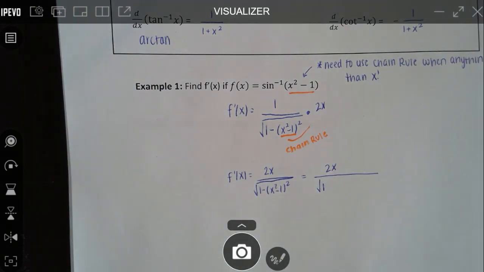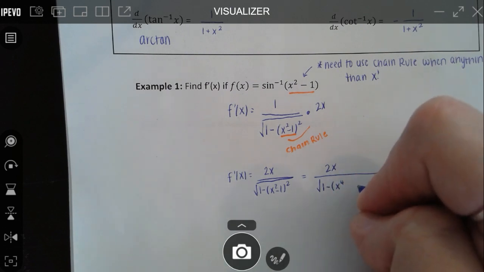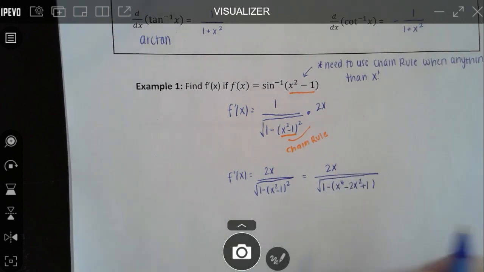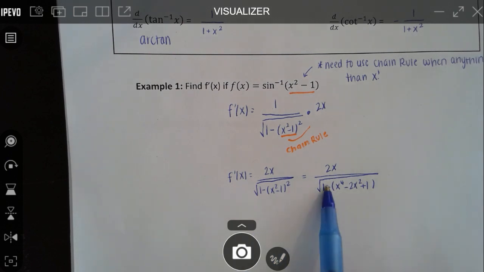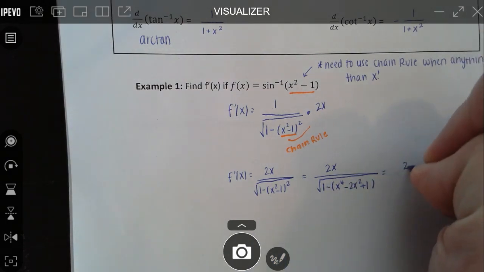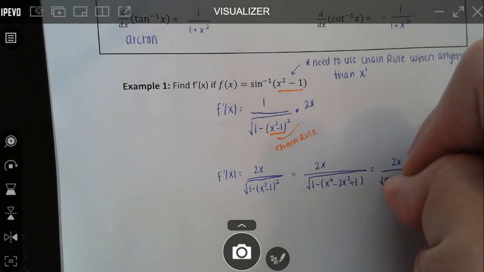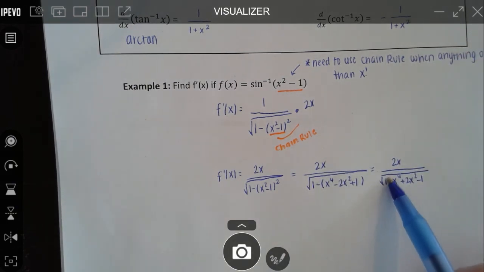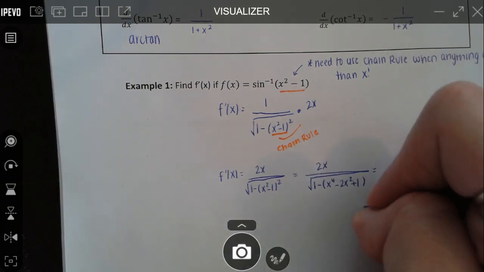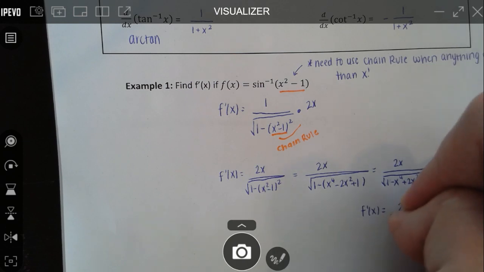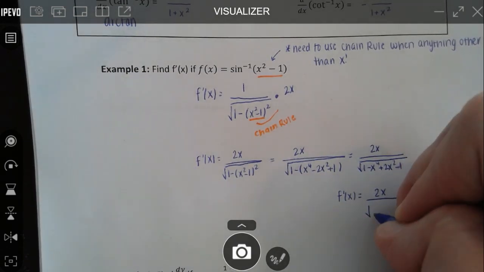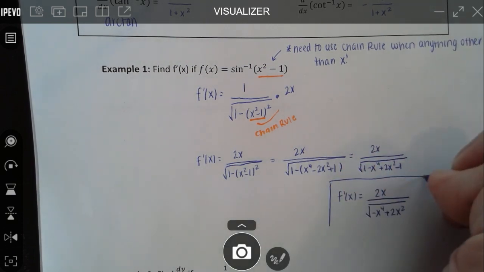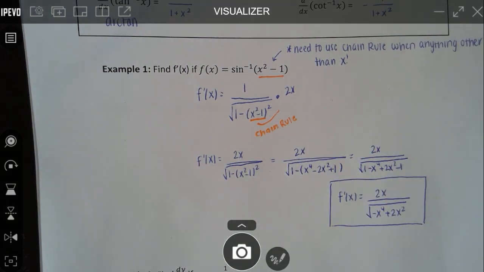This would be the 1 minus the quantity of x to the 4th minus 2x squared plus 1 when you FOIL out the x squared minus 1 times x squared minus 1. And then you would want to distribute your minus in between there. So this would be 2x over the square root of 1 minus x to the 4th plus 2x squared minus 1. And my 1's are going to end up canceling out because one's positive, one's negative. So another iteration of this derivative would be 2x in the numerator, and then underneath the square root in the denominator, just negative x to the 4th plus 2x squared. So that would be our final simplified derivative.